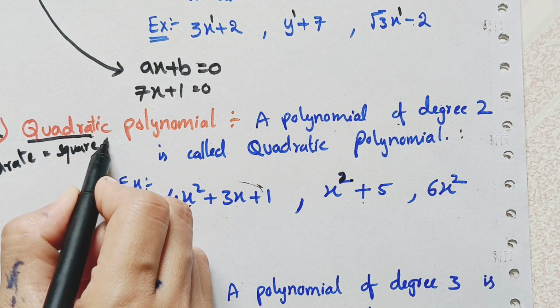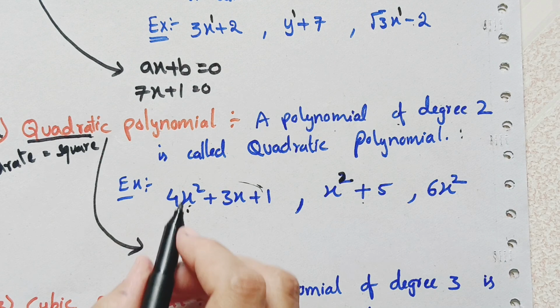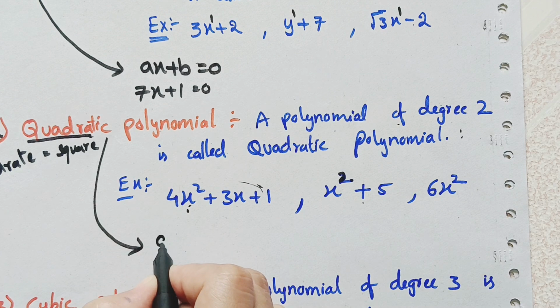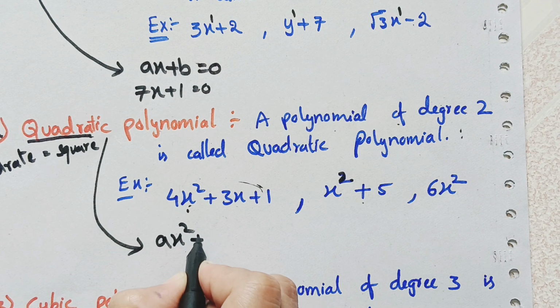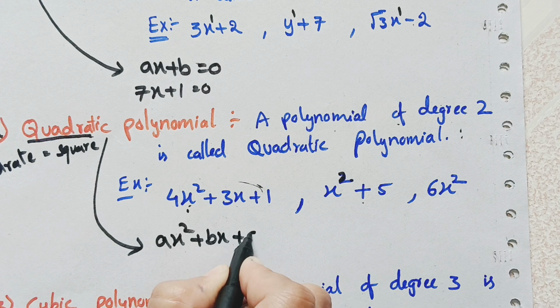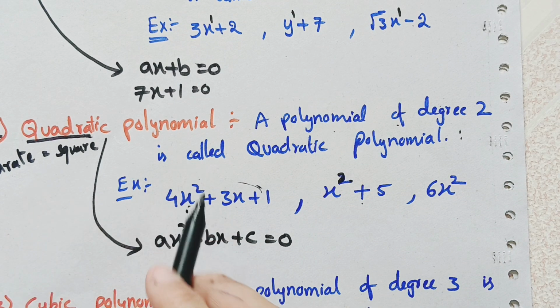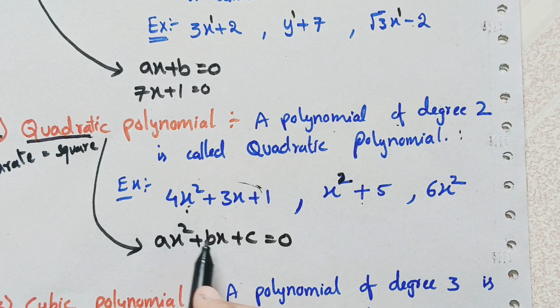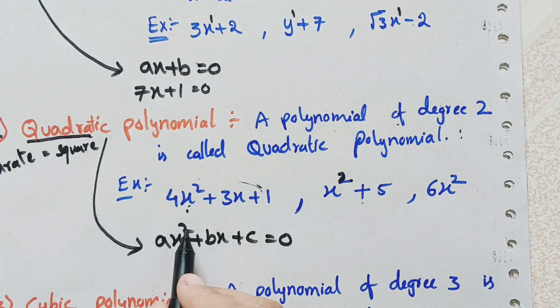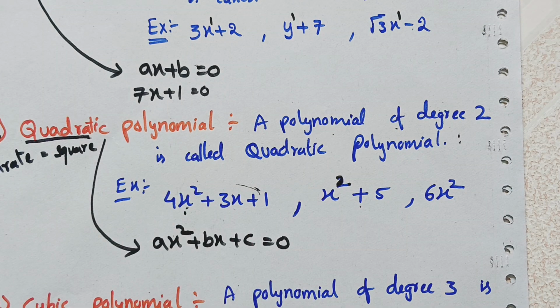Let's see the general form of this quadratic polynomial. So it should be in the form of ax square plus bx plus c equal to 0. So the general form of a quadratic equation is ax square plus bx plus c, where x has 2 as power. That's why this is a quadratic polynomial.